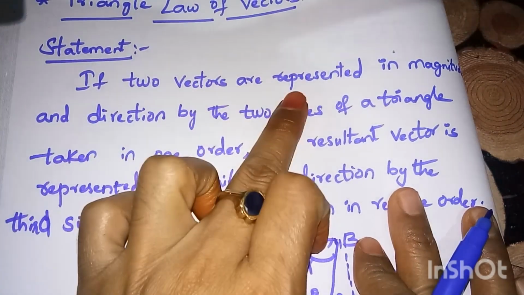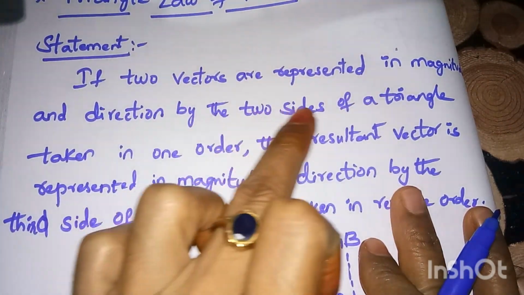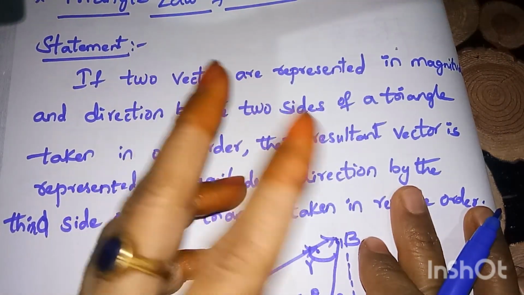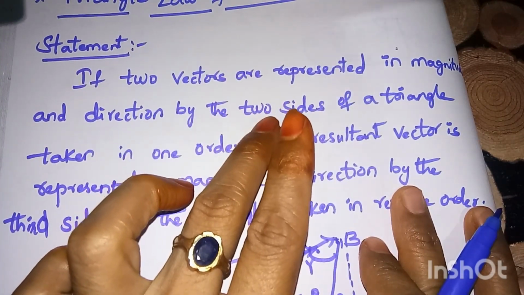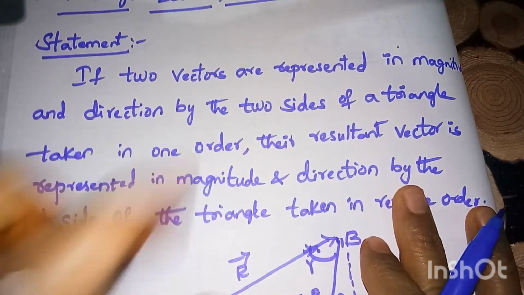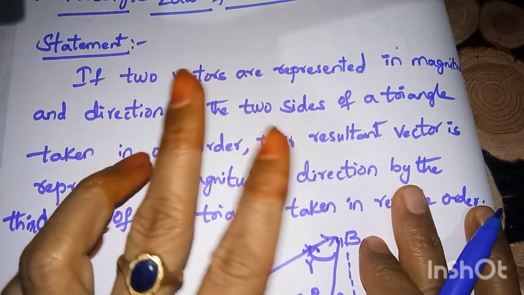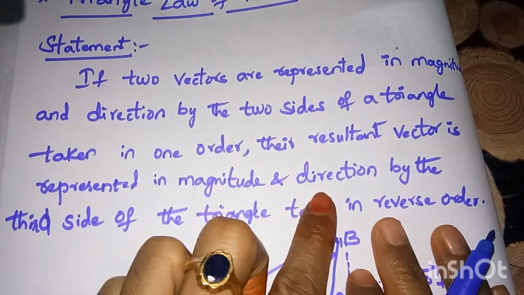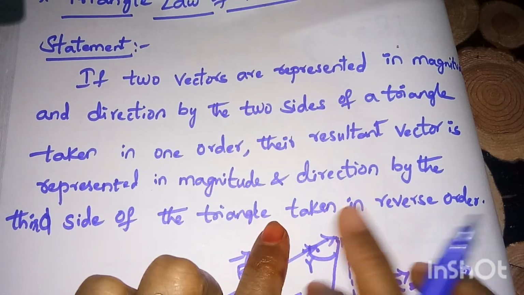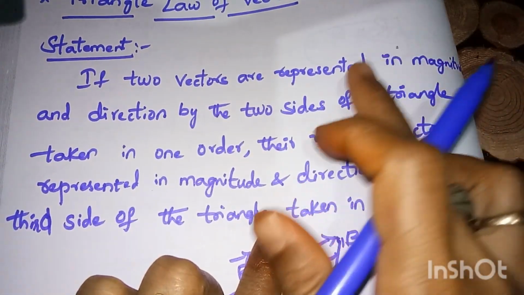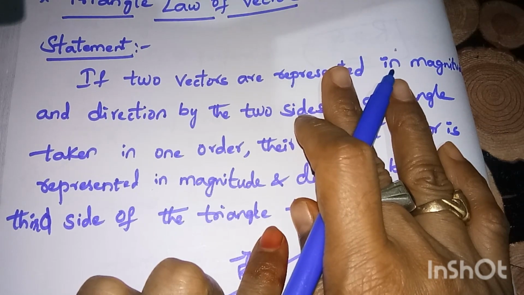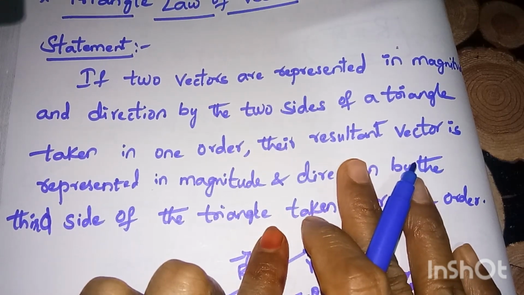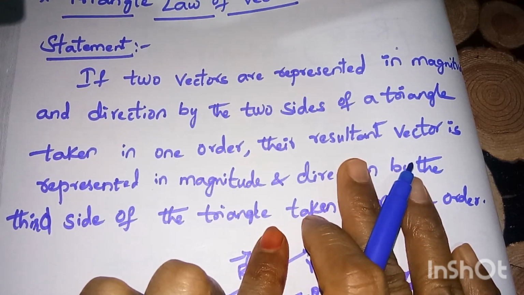If two vectors are represented in magnitude and direction by two sides of the triangle, here we are considering two vectors having magnitude and direction that are represented as two sides of the triangle taken in one order. So, the two vectors should be connected with the resultant. The resultant vector is represented in magnitude and direction by the third side of the triangle taken in reverse order. So, two vectors are represented as the sides of the triangle in one order, and the resultant is taken as the third side of the triangle in reverse order.